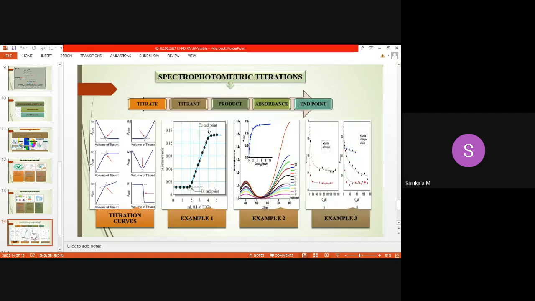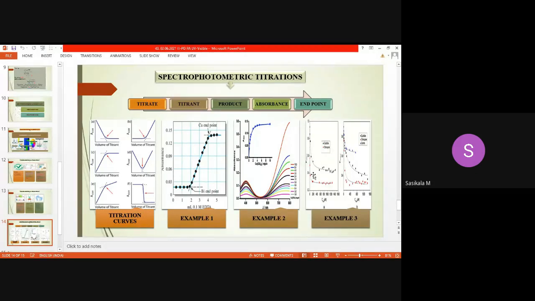Okay. Then spectrometric titration. Like normal titration, we use titrate and titrant. Here the titrant will be a substance of known concentration. The titrate is your analyte, of unknown concentration, and the product is derived. The reaction completion is monitored by observing absorbance in the UV visible spectroscopy. Taking a graph with volume of titrant on the x-axis and absorbance on the y-axis, you will get different shapes of curve. From the deflection of the curve you can find the endpoint. Okay, so this is how spectrometric titrations are performed.